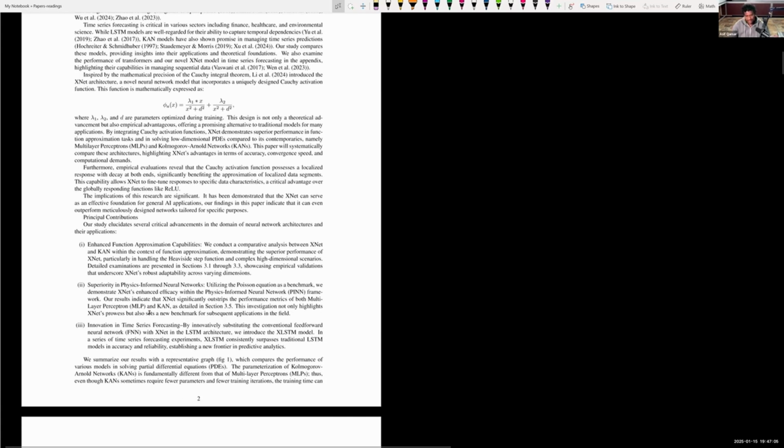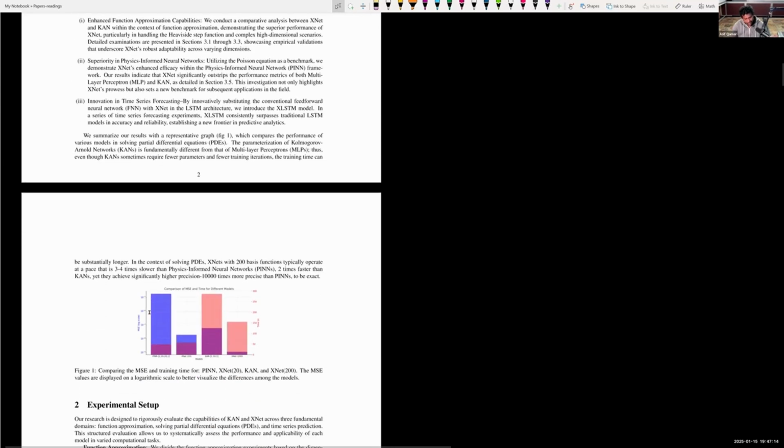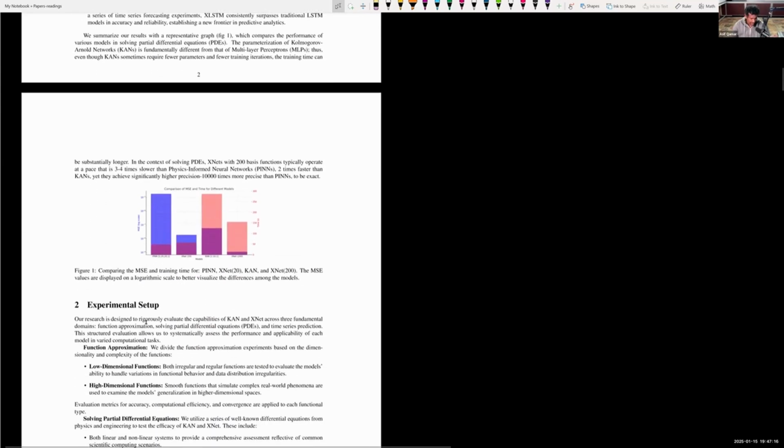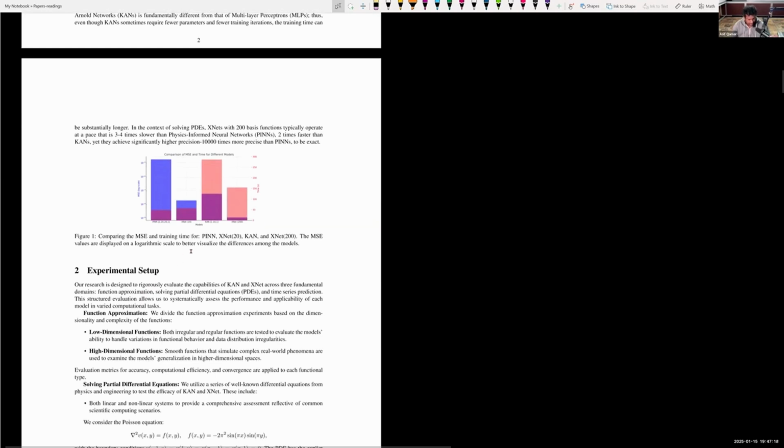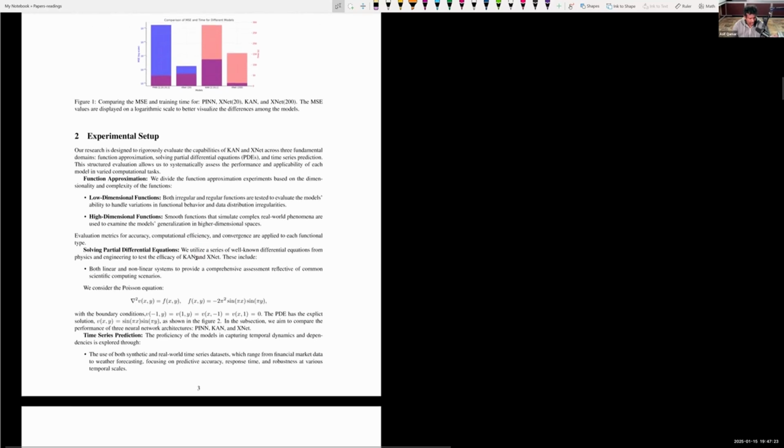What this paper is showing is that an MLP with just the activation function replaced with Cauchy, which is what they're calling XNet, performs better than the KAN. And they show it in the physics-informed neural network context. And they show this in simple function approximation also, let's say simple functions like a step function.